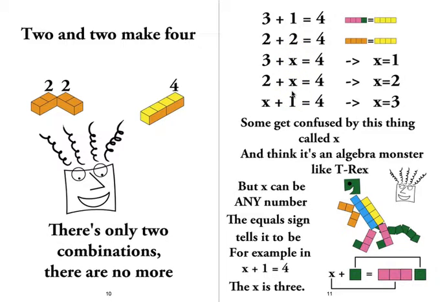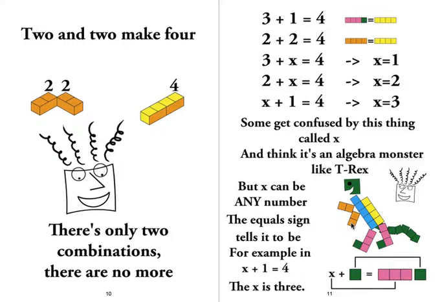Some get confused by this thing called x, and they think it's an algebra monster like T-Rex. But x can be any number. The equal sign tells it to be. For example, in x plus 1 equals 4, the x is 3. And little kids like building this T-Rex, I found out. So let them. It's fun to play math and fool around with blocks and keep it simple, even for little 5 and 6-year-olds.